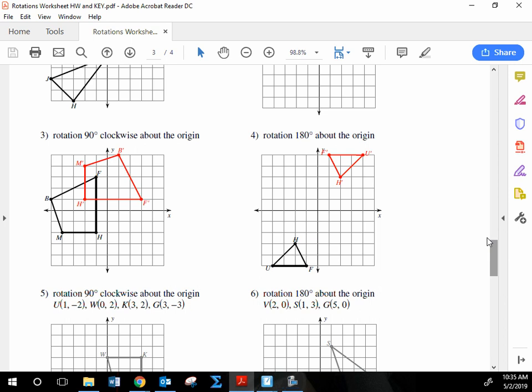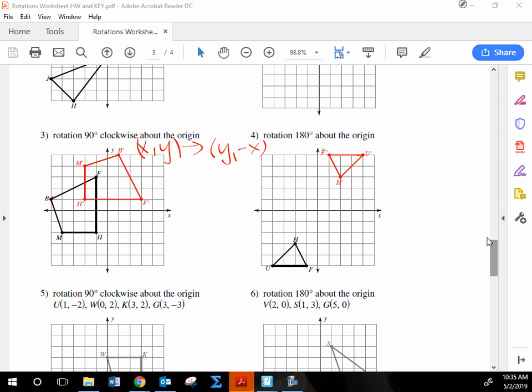So if I'm starting here, which one is 90 degrees clockwise? Right here. This is my 90 degrees clockwise, so this is the rule I'm using. (x, y) becomes (y, -x). So that's the rule I'm using. I'm going to write that. So this one becomes (y, -x).